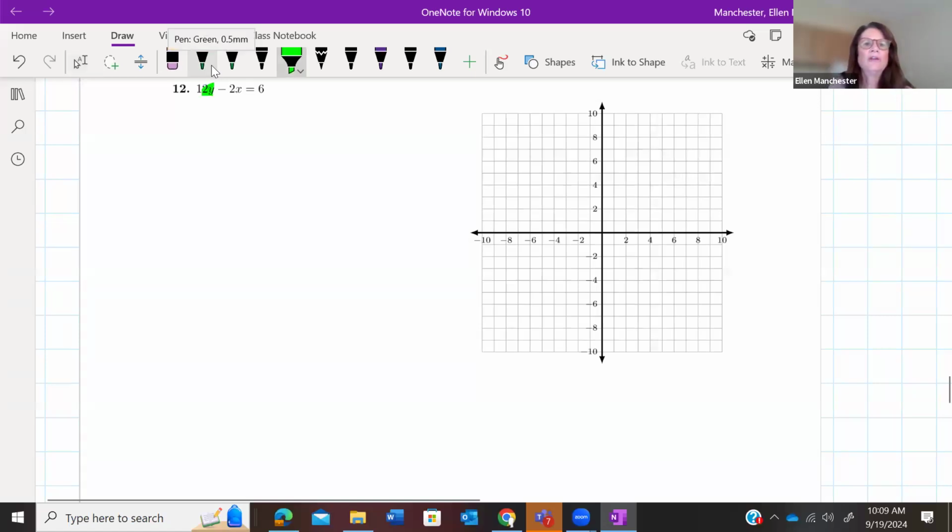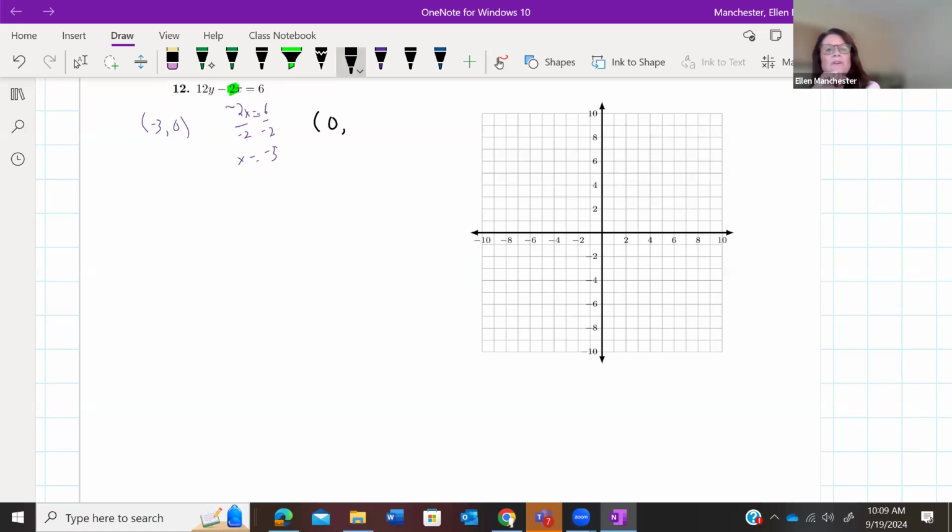So I'll just cover up the y first. So what do you get for your x term, or your x-intercept? Good, -3. Okay, so I have negative 2x equals 6, divide both sides by -2, and I get x equals -3. Everyone good? Okay, and then I'm going to cover up the x term. So that means x is 0. And what did you get for the y term this time? I got 1/2.